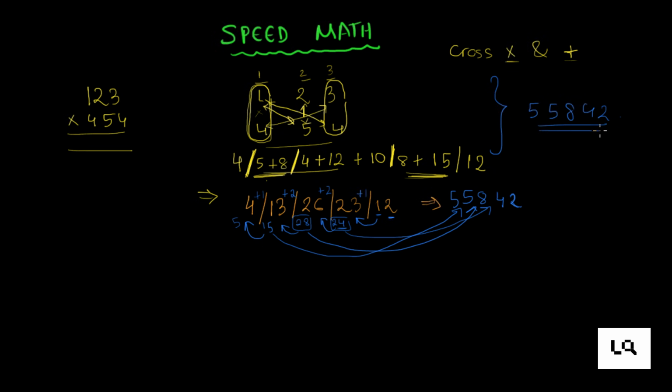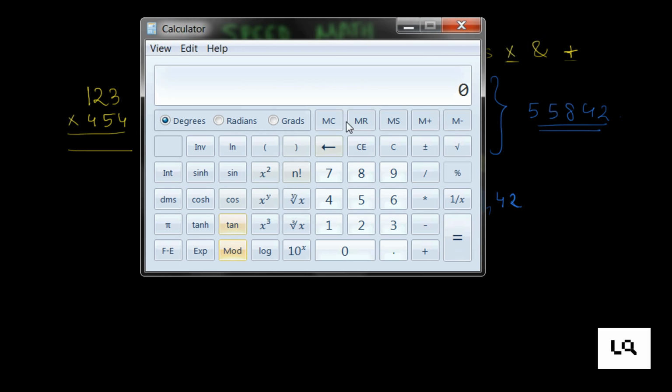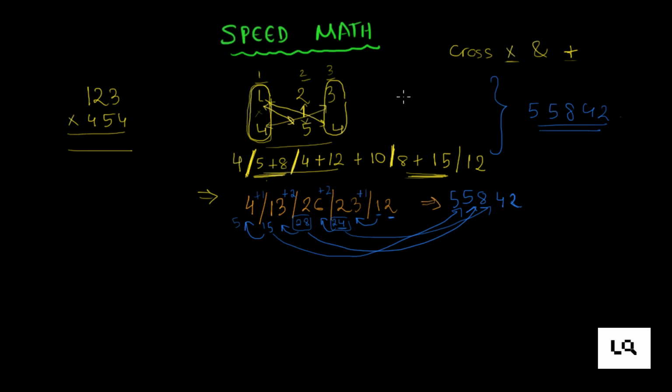So the final answer, I suppose, is 55842. Let's go ahead and check that with the calculator. Alright, so what were the digits? We have 1, 2, 3 into 4, 5, 4 equal to 55842. Awesome, we got the right answer. Now let's take another example just to be sure.